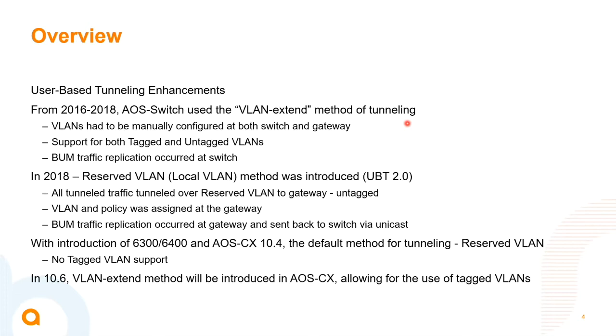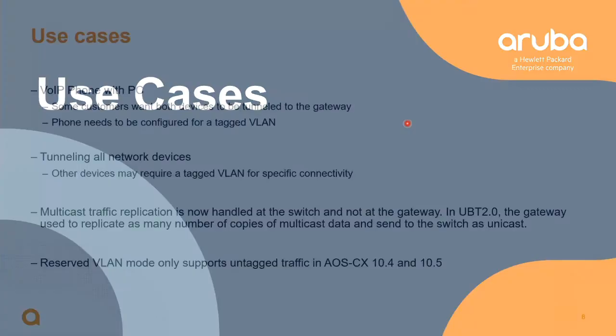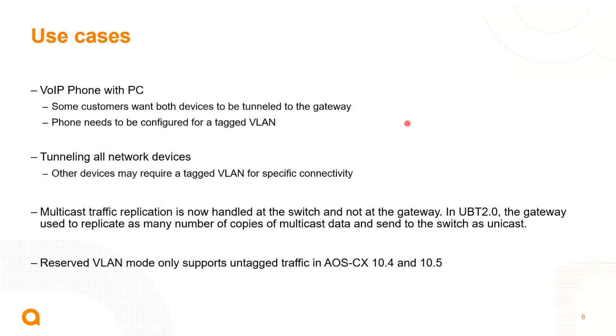So, with 10.6, we've brought back, quote unquote, UBT 1.0. We're calling it the VLAN Extend method in CX, which will allow the use of both untagged and tagged VLANs. Now you can use both; you're not stuck with one or the other. You can't use them simultaneously, but you can choose to use either the VLAN Extend method or the current default method, which is the reserve VLAN method. I think we're calling it the local VLAN method, but I'm working on changing that to the reserve VLAN method because that's basically what it is.